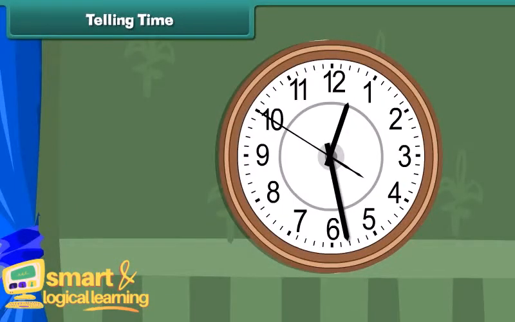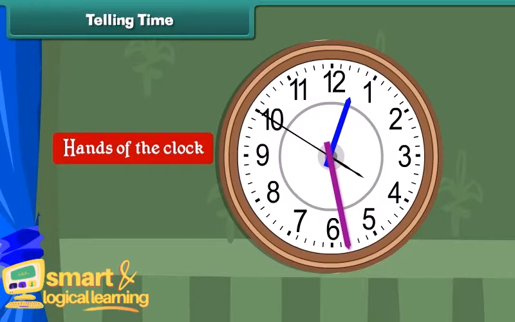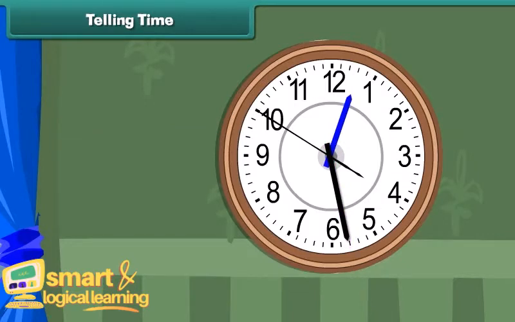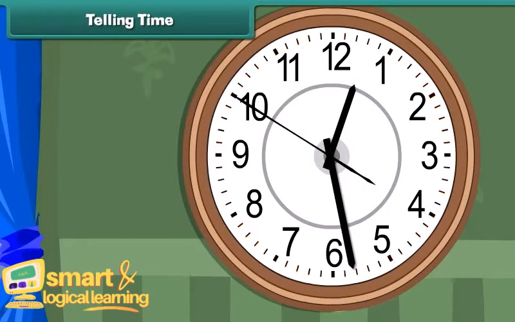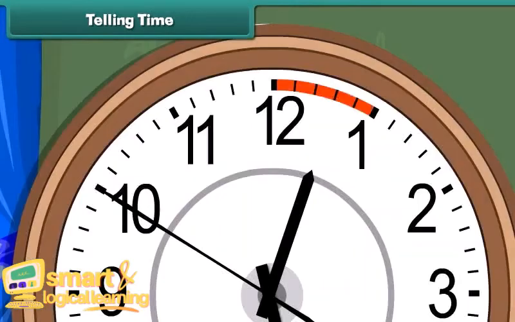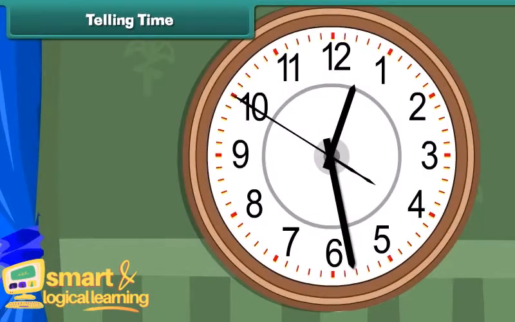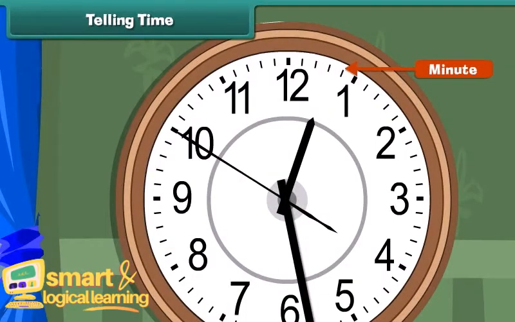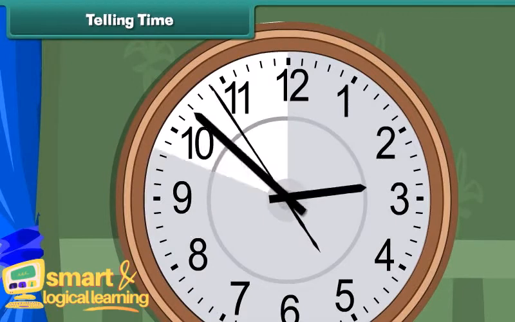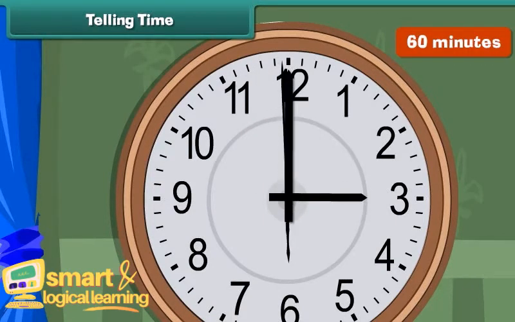Telling time. Every clock has 2 thick needles. They are known as the hands of the clock. The shorter one indicates the hour and is called the hour hand. The longer one indicates the minutes and is called the minute hand. If you look carefully, there are many small divisions between the numbers of the clock. There are 5 equal divisions between any 2 numbers. The total number of such equal divisions in the clock is 60. Each division represents a minute. 1 full circle through the clock covers 60 minutes, that is 1 hour.